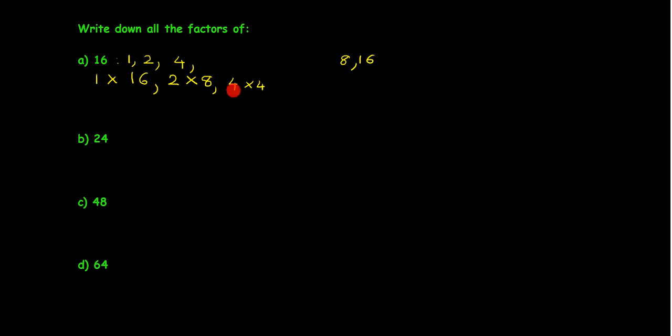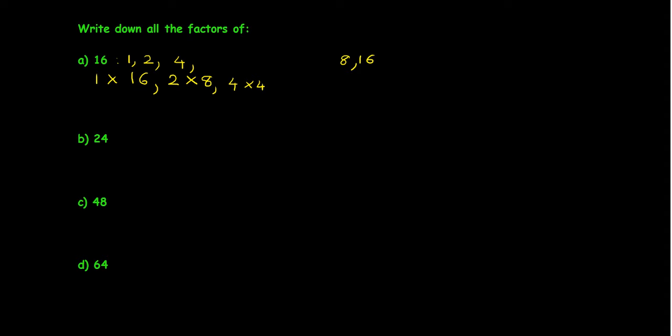4 times 4 is 16, but I'm going to write 4 down only once. So if you've got a square number, 16 is a square number, it will have an odd number of factors. And if you have any number that is not a square number, it should have an even number of factors.